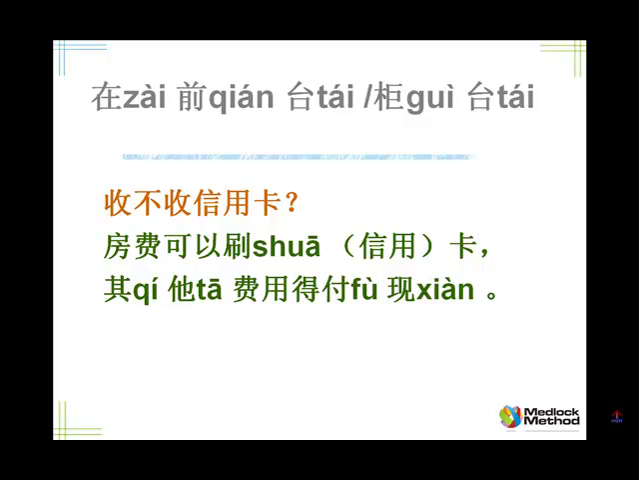Okay, let's put that whole sentence together. You may use the card to pay for the room. Other charges, you have to pay cash.